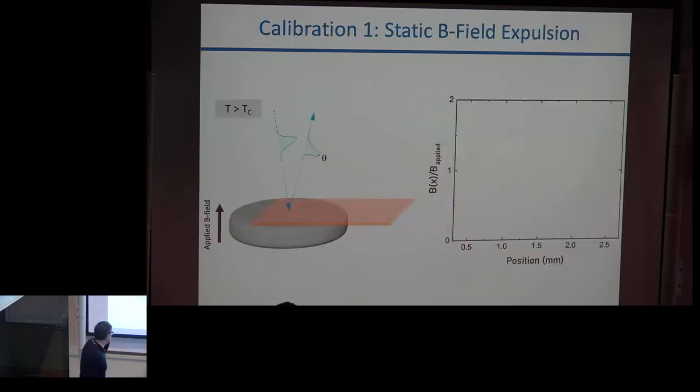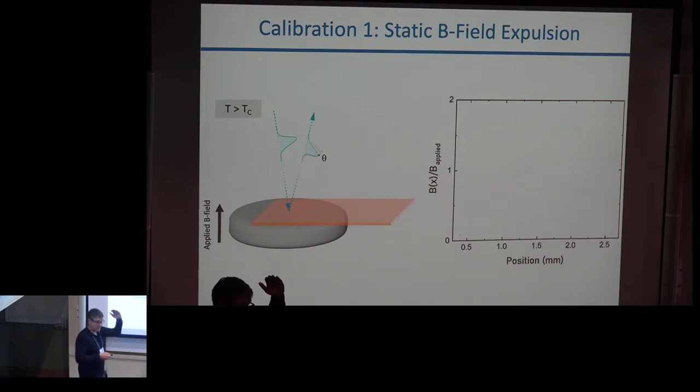So there's a couple of things that we need to do. First, we need to calibrate: is this real? And can I measure the Meissner effect? So you can do this in equilibrium. You take your material. So I'm going to plot here B measured outside divided by the applied field.